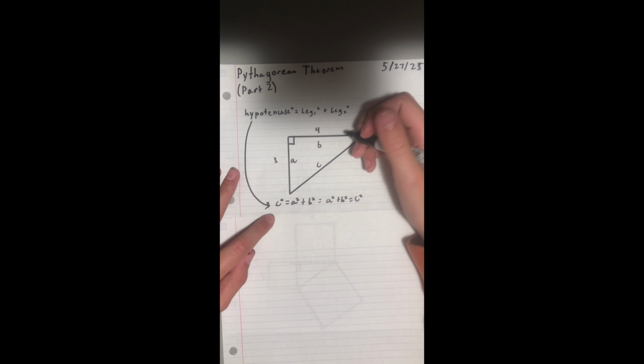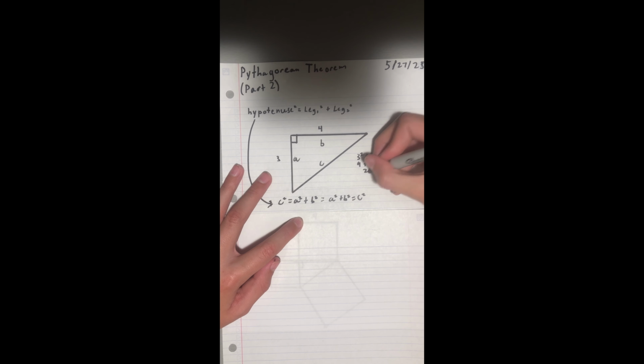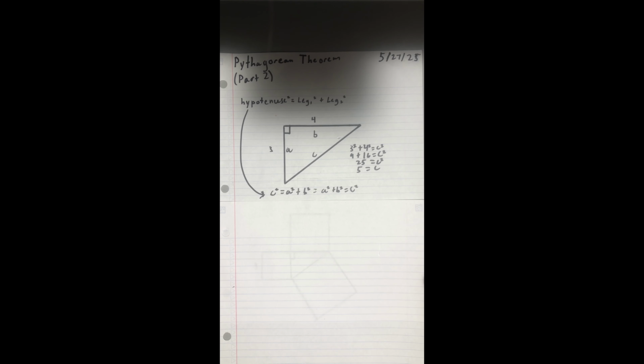As you can see, 3 is A, so we can plug this into our equation. So 3 squared, and then 4 is B, plus 4 squared should equal C squared. 3 squared is 9, plus 4 squared is 16 equals C squared. So 9 plus 16 is 25, which is equal to C squared. We can take the square root of both sides. So the square root of 25 would be 5, because 5 times 5 is 25, and the square root of C squared is just C. So C equals 5.